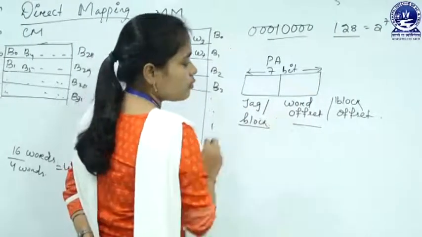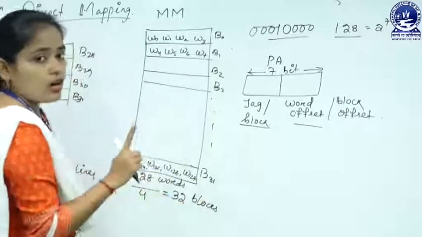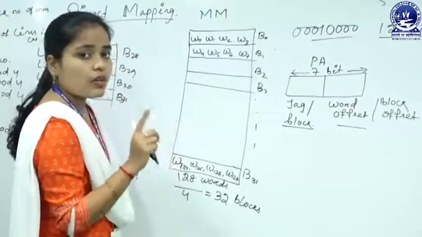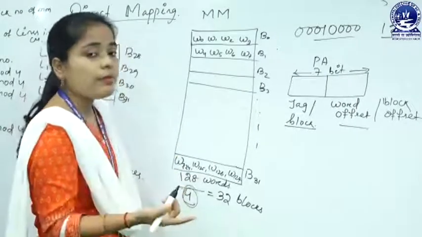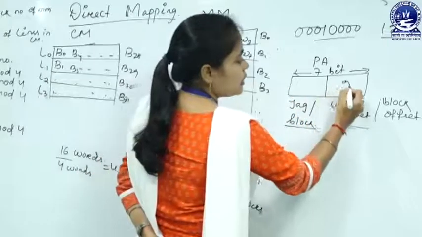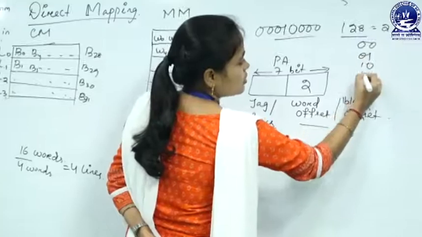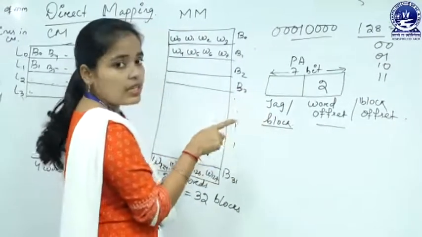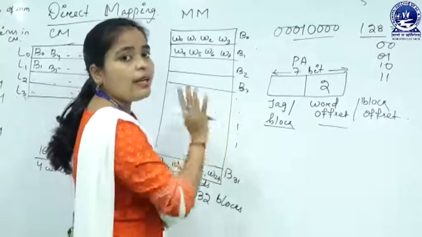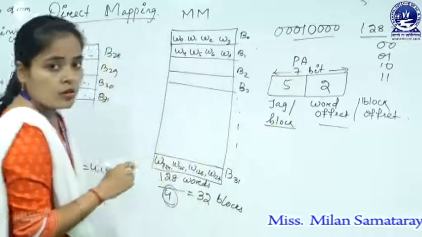So what will be the word offset size? Here you can see one block can hold only 4 words. So to represent these 4 words, how many bits do we require? We require only 2 bits, that is 00, 01, 10, 11. And the tag or block field is the remaining bits. And how many are remaining? That is 5.